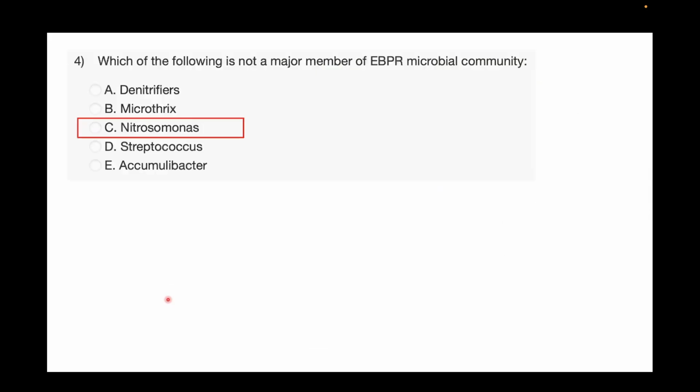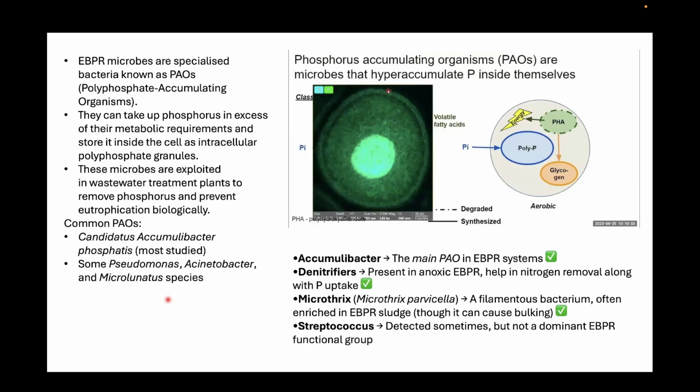So Accumulibacter was one of our options, so it's a big no. Pseudomonas species are also polyphosphate accumulating organisms. Accumulibacter is the main PAO used in EBPR systems. This is how a polyphosphate body looks like. Phosphorus accumulating organisms are microbes that hyper accumulate phosphorus inside themselves. You can see the highly dense condensation of phosphorus in excess into this P body or polyphosphate.